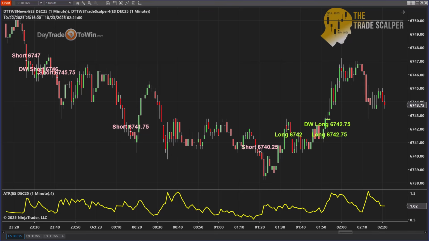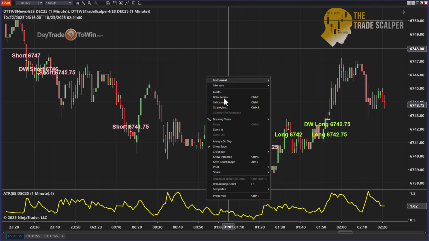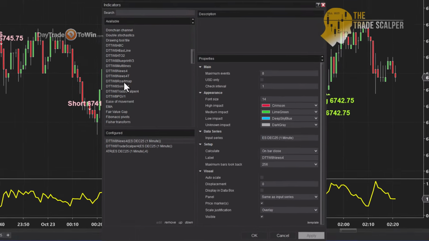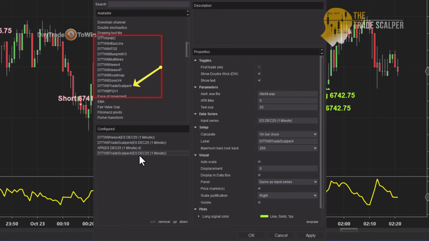Now, once you install NinjaTrader, you have to go to your indicator list here in NinjaTrader. You right-click on the chart, and you choose indicators right over here. In the list of indicators, you're going to go down to the D section and all the DayTradeToWin indicators, DTTW. Some of you may already have the Atlas line or the At the Open or the Sonic or the Autopilot. You're going to see here Trade Scalper 4. That's version 4 of the Trade Scalper. Once you double click here, it'll be added to the bottom of the list.